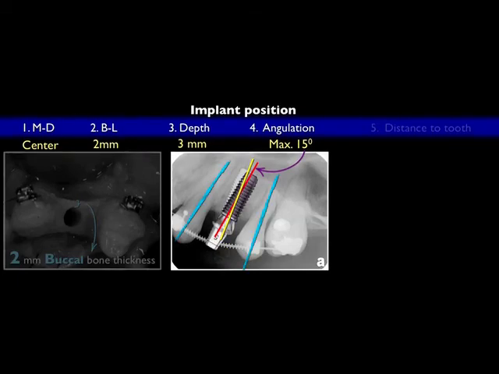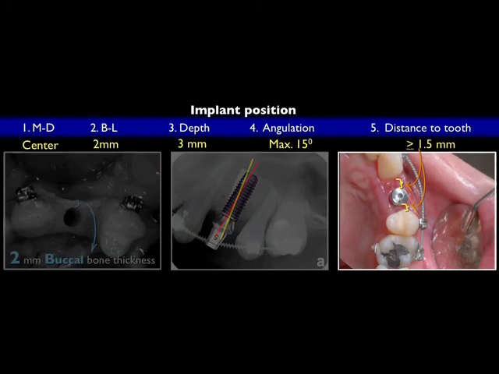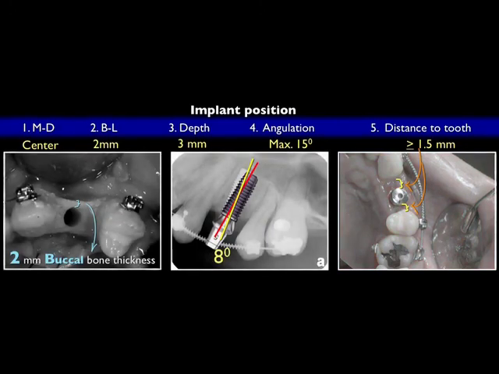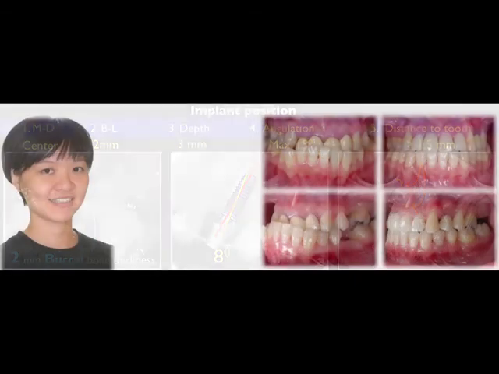The possible reason is that we used an open coil spring to separate two teeth and the roots were not parallel. So we should be careful in this combined case. The distance to the adjacent tooth should be at least 1.5 millimeters. So again, if we were to redo this case, another thing we can improve is to decrease the angulation.